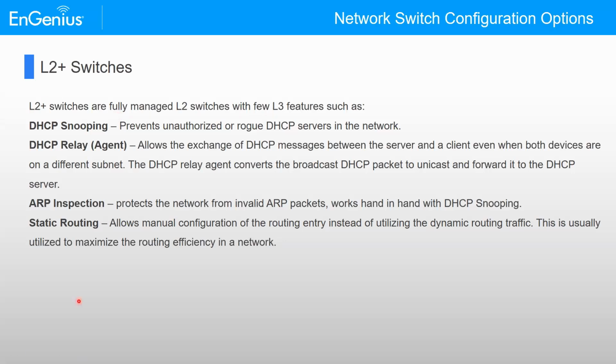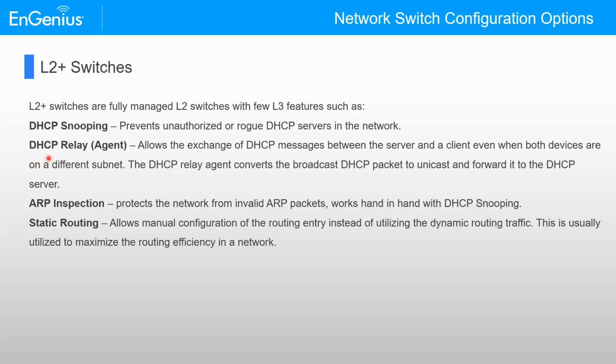One of them is DHCP snooping. The main purpose of DHCP snooping is to prevent unauthorized rogue DHCP servers on the network. That means if I have an existing DHCP server and then somebody else plugs a router into the network, your layer 2 plus switch can prevent that router from distributing IP addresses to your internal network. So in a way, it protects it. Another feature that the layer 2 plus switch has is the DHCP relay. Some other brands call this the DHCP relay agent.